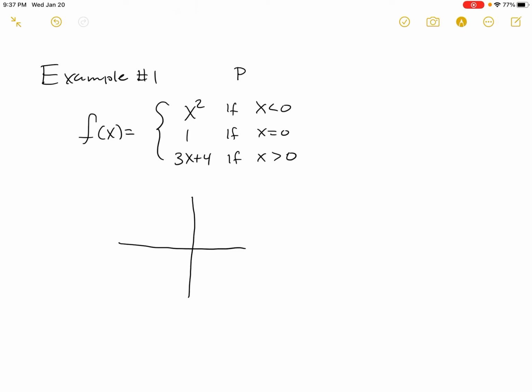So they call this, I'll write it up here, a piecewise defined function, or a piecewise function. Very, very popular to use as you go into your calculus sequence, because a lot of calculus is based upon limits, and having a good understanding of limits in the very beginning will be healthy. And so they often use piecewise functions in order to stress that.